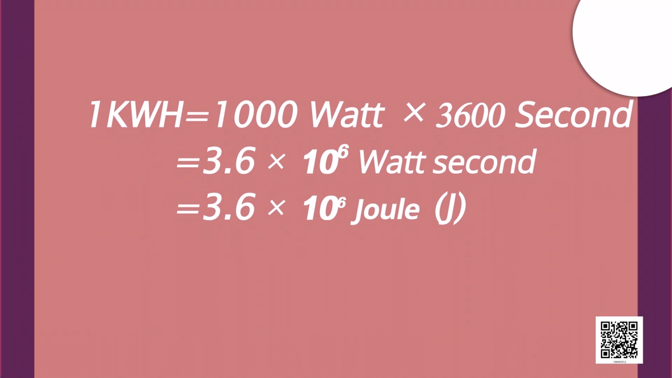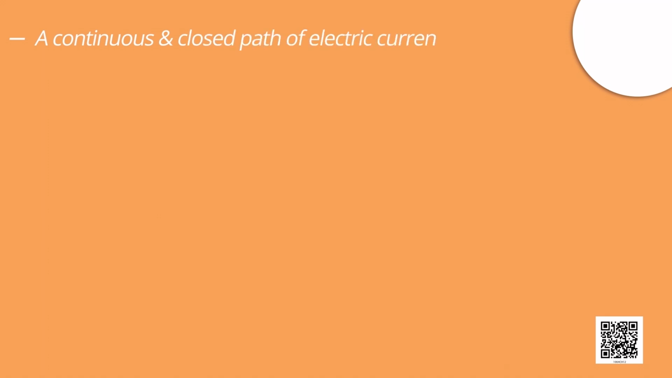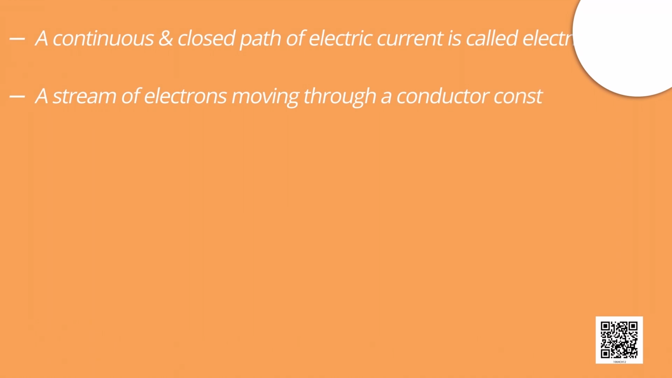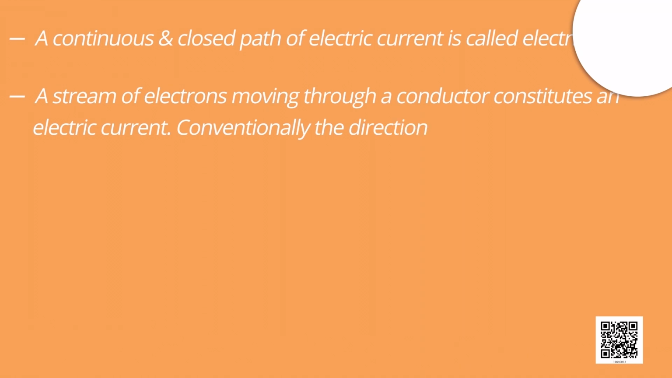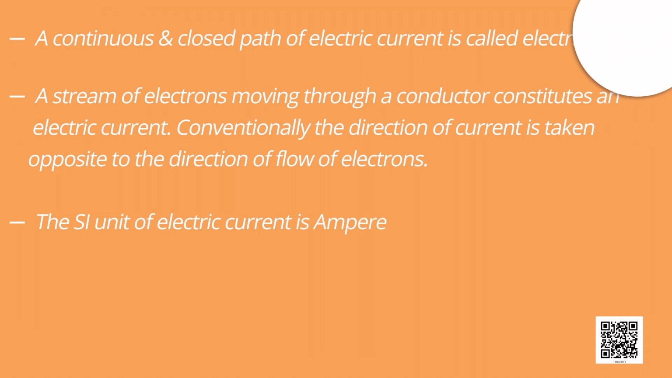Children, let us now give a quick revision to whatever we have learnt in this chapter. Today we have learned that a continuous and closed path of electric current is called electric circuit. A stream of electrons moving through a conductor constitutes an electric current. Conventionally, the direction of current is taken opposite to the direction of flow of electrons. The SI unit of electric current is ampere.